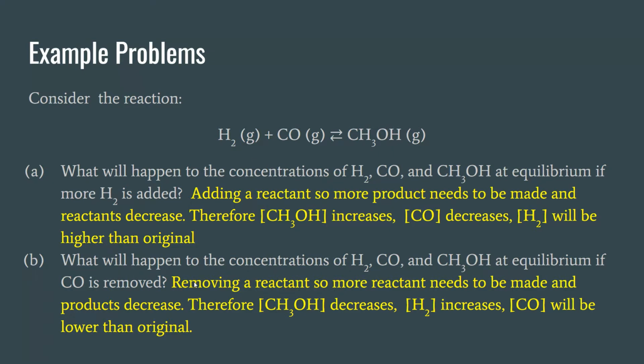Now part B says what will happen if CO is removed. So if I take out CO, it's going to go down. Then the CH3OH has to go down because whatever happens to one side has to happen to the opposite side. But anything on the same side of the CO will go the opposite direction. So we have the CO going down, the H2 goes up.